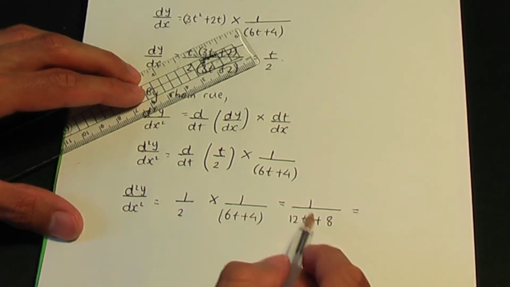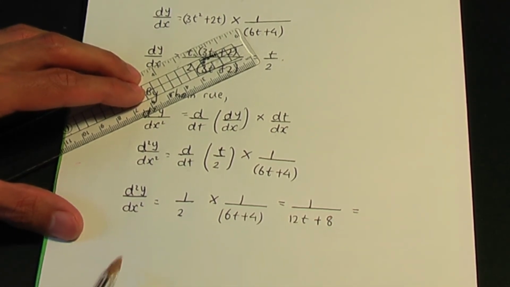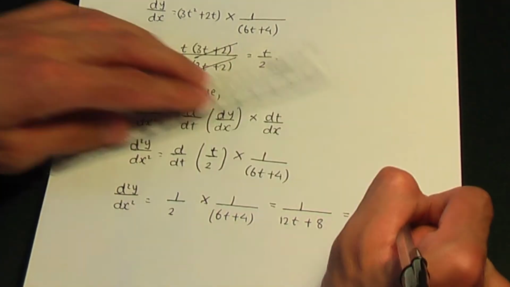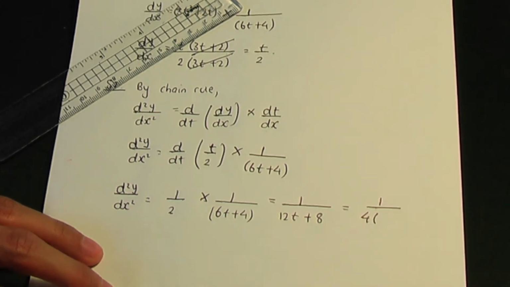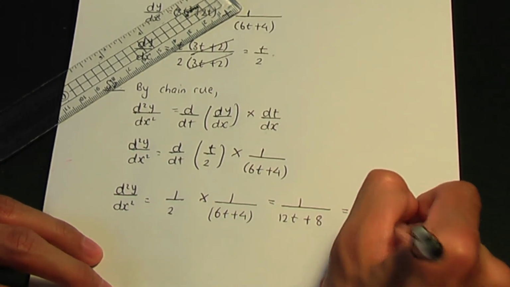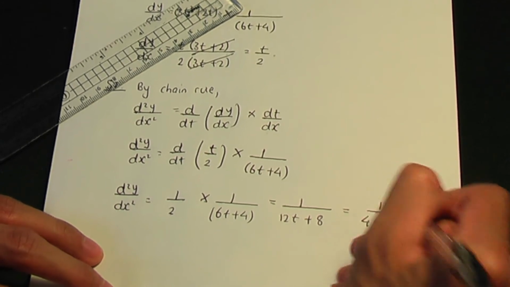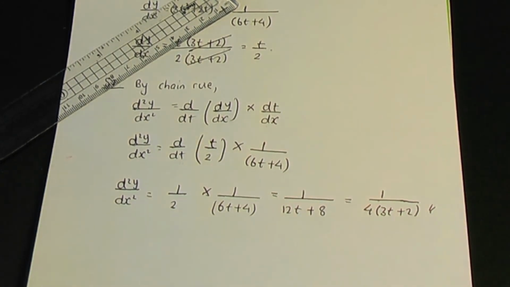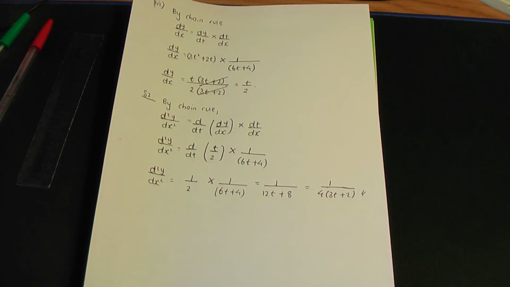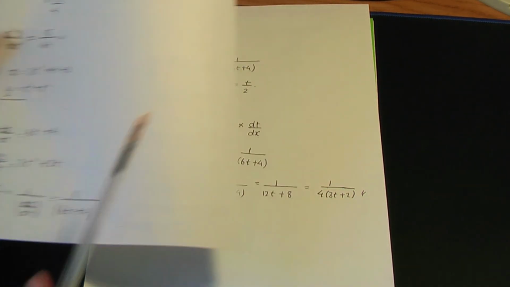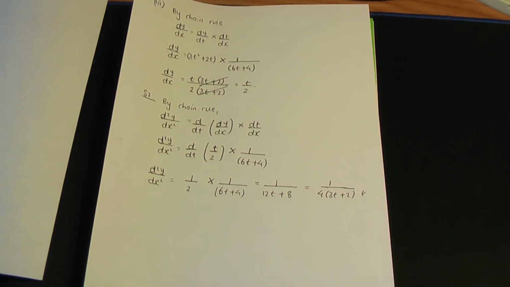Or you could just as well factorize your denominator. It's going to be 1 divided by, if I take out a common factor of 4 from the denominator, I'm left with 3t plus 2. So I'm going to leave my answer like that for d²y over dx squared. So that ends this example, and that ends the video also. So here are the steps to working out d²y over dx squared, given parametric equations.